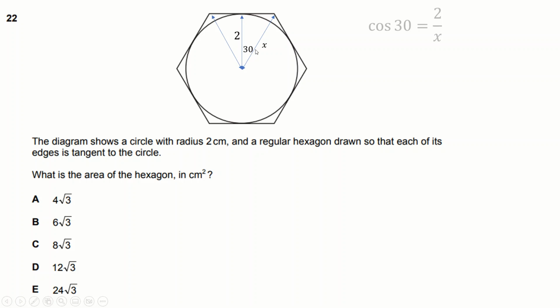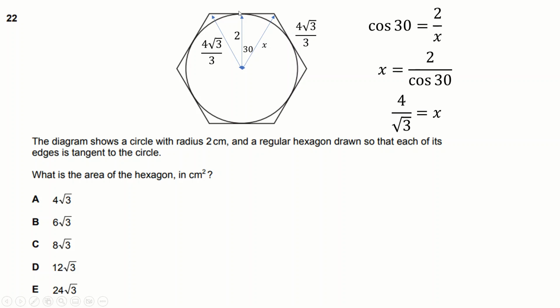Then we can just do some SOHCAHTOA. So cos of 30 is 2 over x, adjacent over hypotenuse. Rearrange that, cos of 30 is root 3 over 2, so that becomes 4 over root 3. You can rationalize that by timesing by root 3 over root 3 if you want to, you get this. That's of course this side as well, and it's of course this side because it's an equilateral triangle.